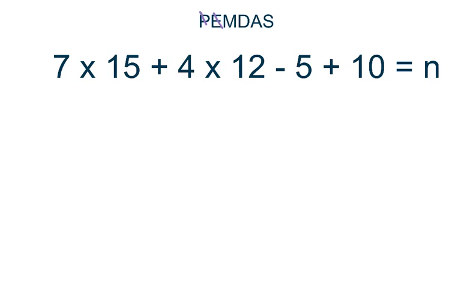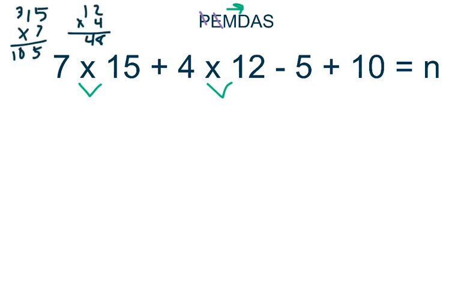And now I'm on to multiplication and division, whichever I see first in order from left to right. So I see a multiplication sign right here, 7 times 15. I go through my problem, there's addition, oh, there's another multiplication, 4 times 12, subtraction and addition. I'm not ready for those yet. Now I need to solve both of these products. So I'm going to solve with multiplication with regrouping. 7 times 15 gives me 105, and 4 times 12 gives me 48.